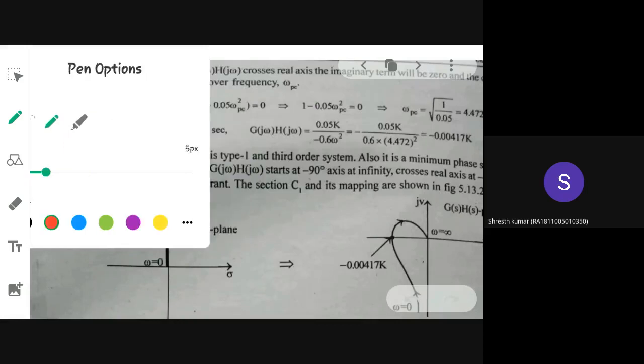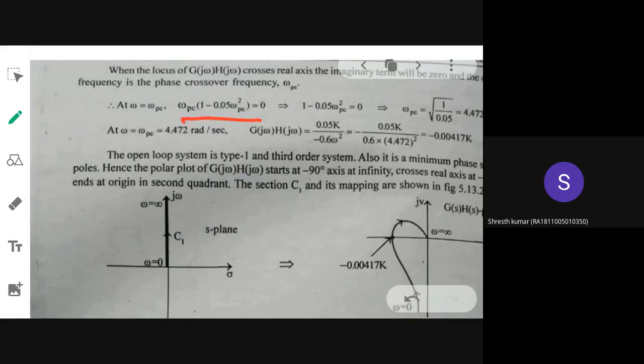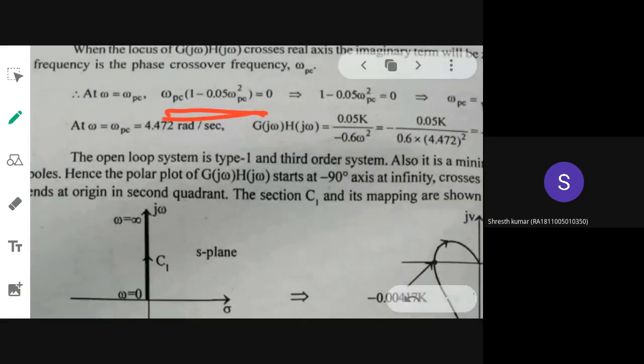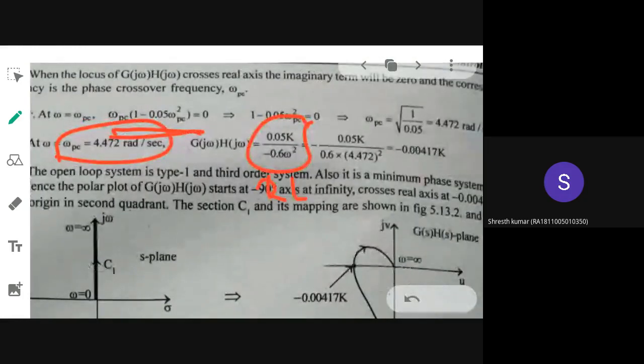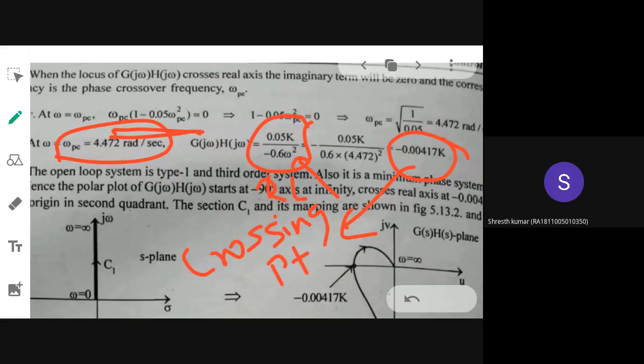Next, this is your imaginary part that I have equated to 0, and I have found omega PC to be 4.472 radians per second. This is my real part, in which I substitute that 4.472, and I have obtained this point. That is my crossing point on the real axis.